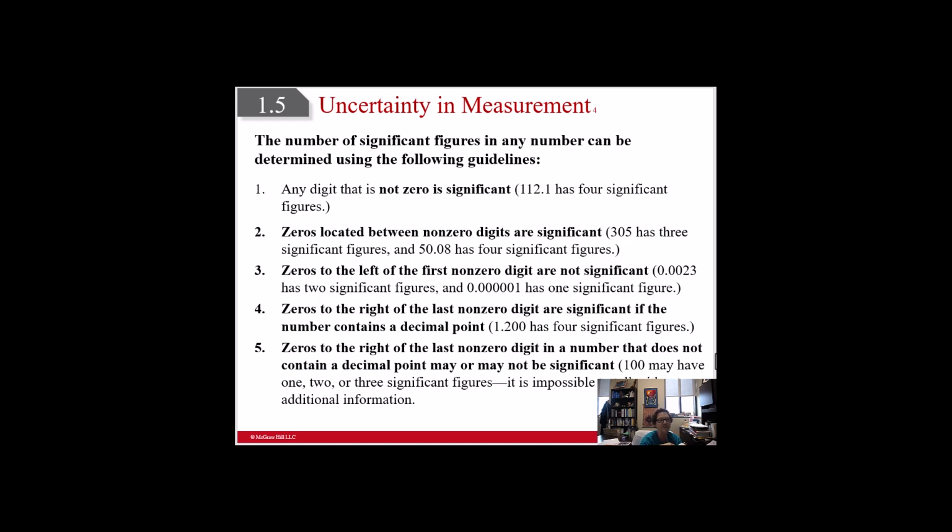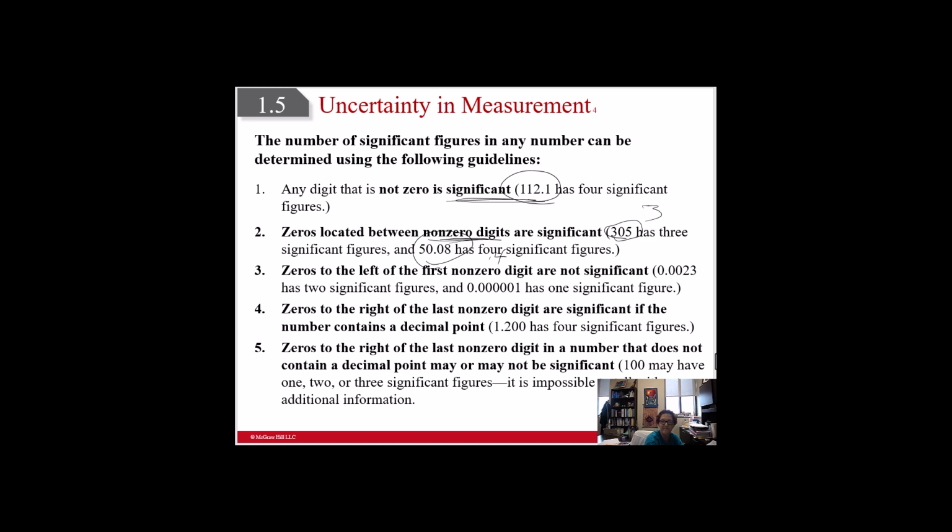So we're going to use significant figures to tell us how exact the number is. Any digit that's not 0 is going to be significant. So this would have 4 significant figures. Zeros that are between non-zero digits are significant. So if you have a 0 between two numbers, that's going to be significant as well. So you would have 3 in the case of 305, and 50.08 has 4.